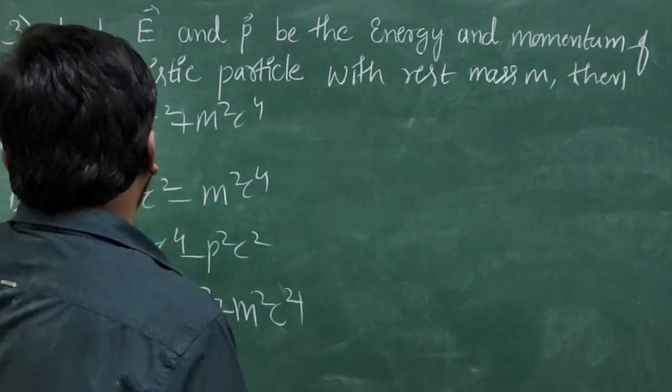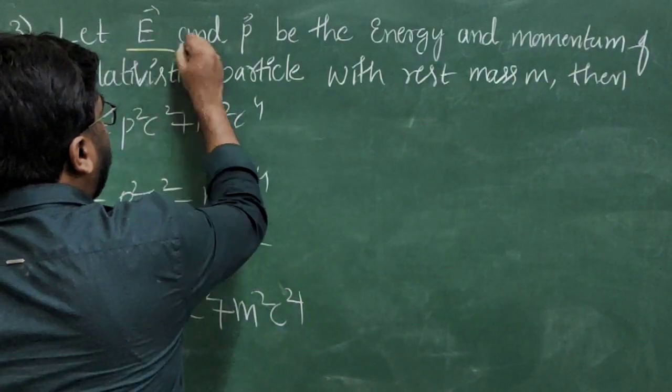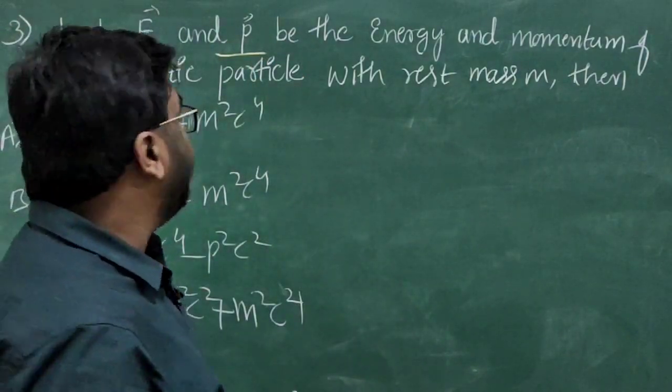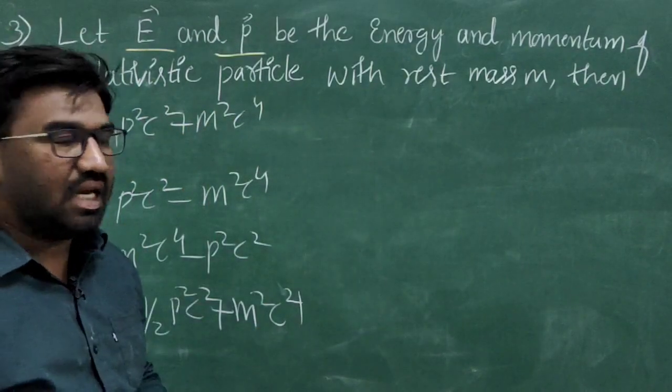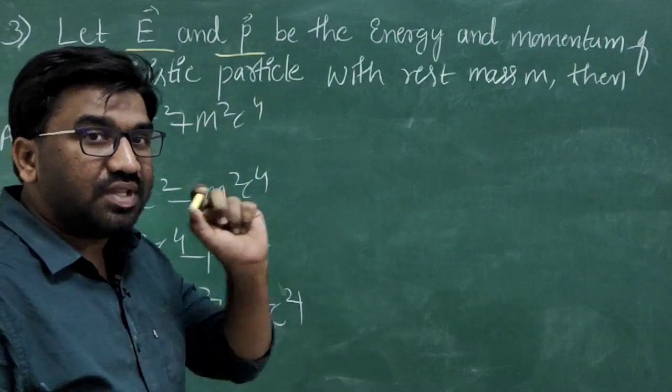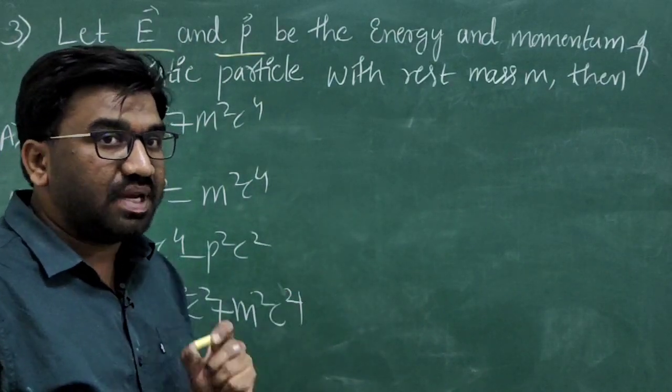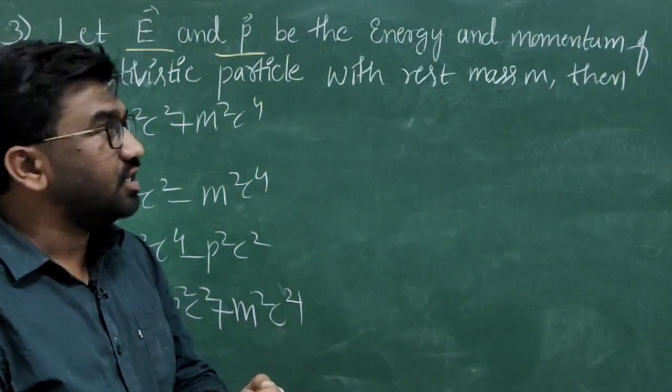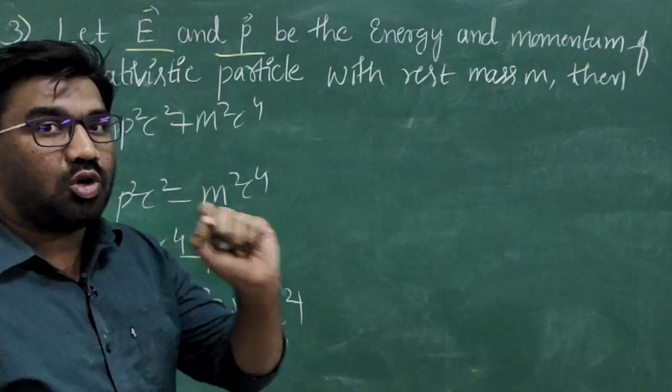So this is question number 13. Let E and P be the energy and momentum of a relativistic particle with rest mass m. That means a particle is moving with a velocity approximately equal to the velocity of light. So then what is its total energy?